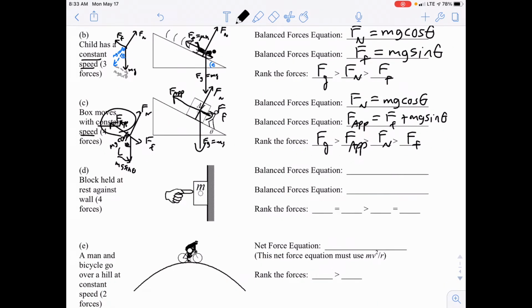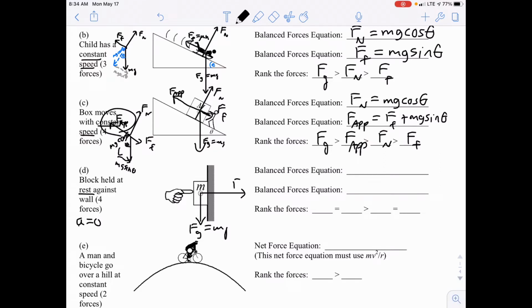Well, in letter D, a block is held against the wall, at rest. So at rest, we're not accelerating again. Balanced forces again, but you should expect 4 forces going on here. One, we should expect our weight still going straight down. You should expect force applied. Force applied is going to be larger than the weight. This is the one time that weight is not going to be the greatest force going on here.